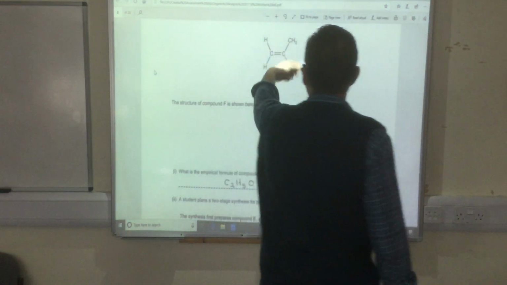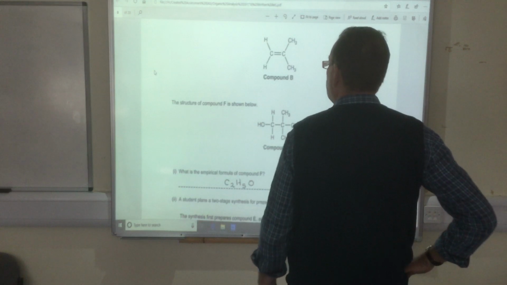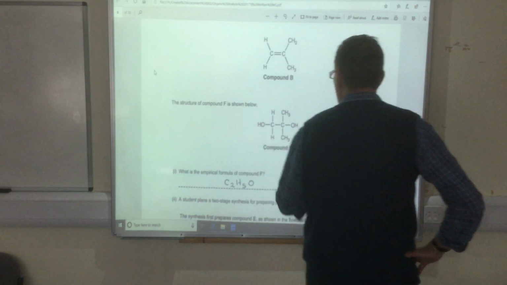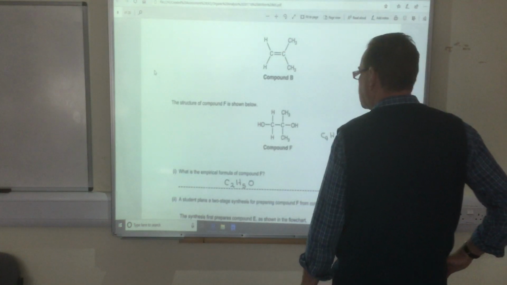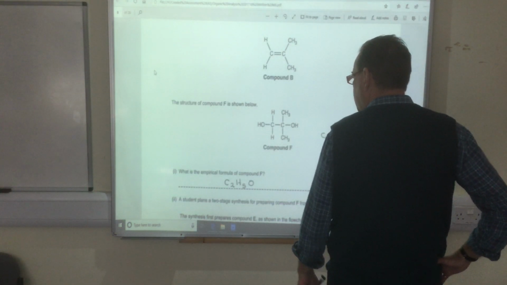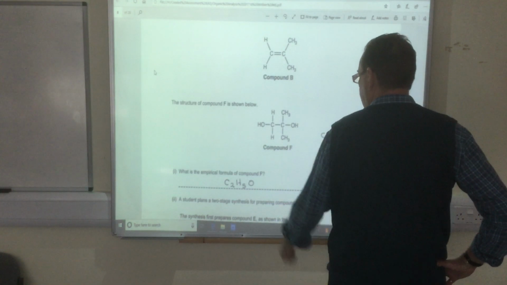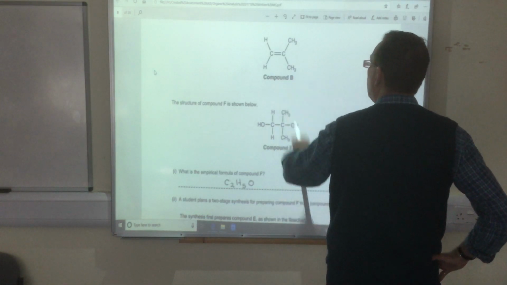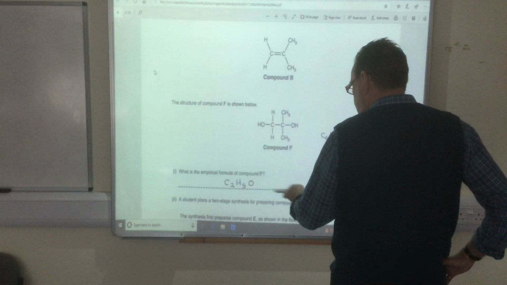Alright, there's some compound here. Structure of F is shown below. What's the question? Compound F. Double alcohol here. Don't like the look of this, right? What's going on here? What's the empirical formula of compound F? Okay, it's a two-stage synthesis, F from B.